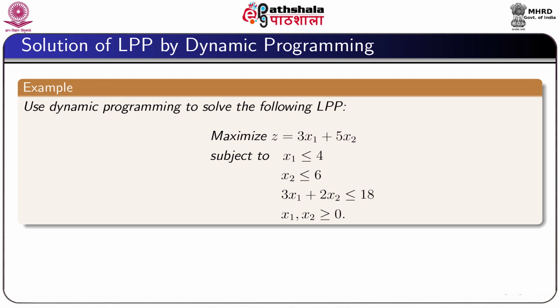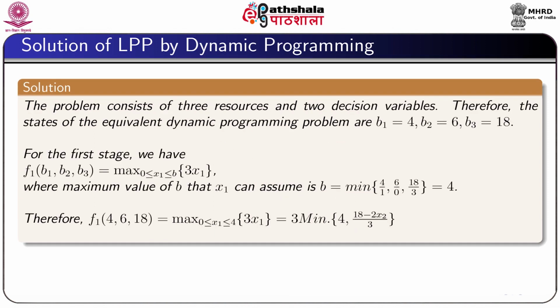In this problem, we have two variables x 1 and x 2. So, the problem can be considered as a two stage dynamic programming problem. The states of the equivalent dynamic programming problem will be b 1 equal to 4, b 2 equal to 6 and b 3 equal to 18.